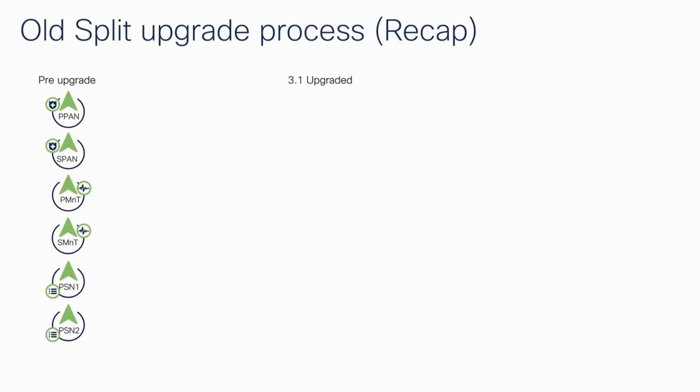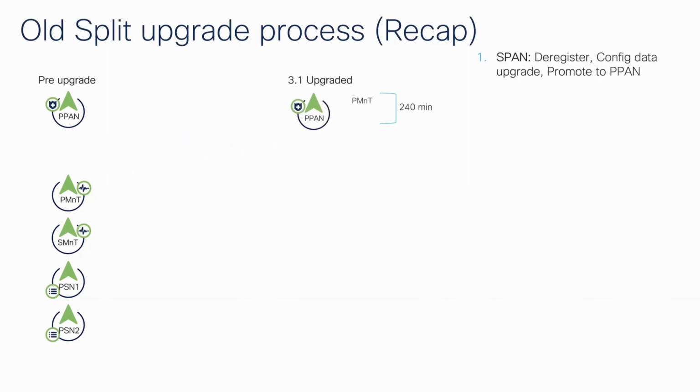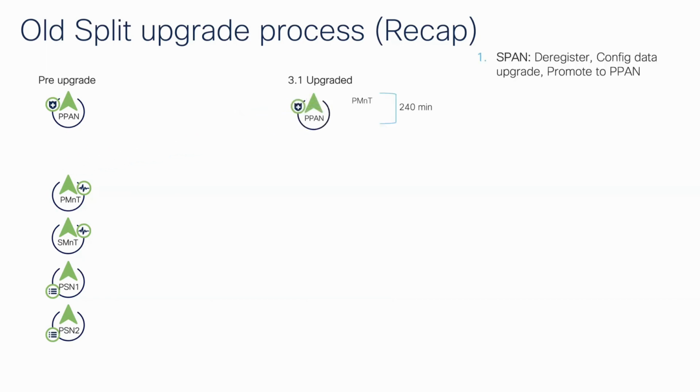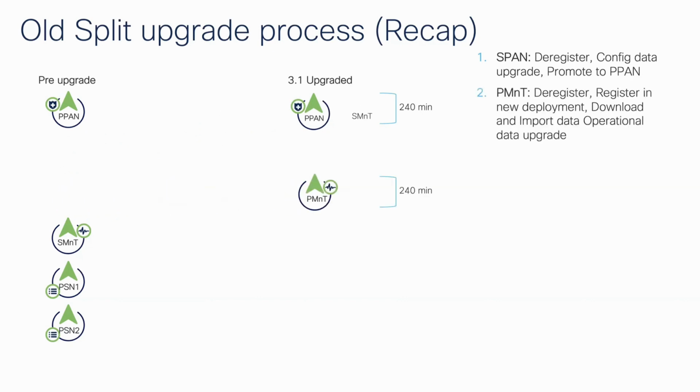If you were trying to upgrade this kind of 6-node deployment to any 3.x versions that were supported, as explained in earlier sections, you can come down to the latest versions by doing a split upgrade. The first and foremost thing as part of the old split upgrade method is to upgrade the SPAN. The SPAN gets upgraded and it becomes a PPAN, and the primary MNT is going to be enabled temporarily.